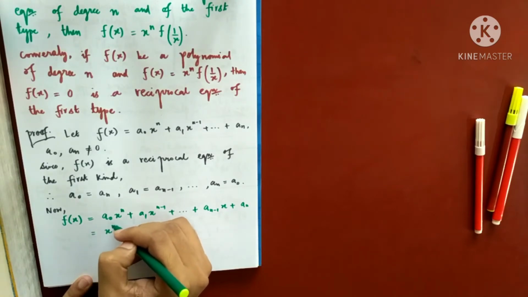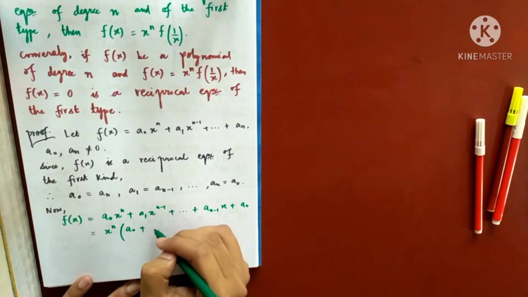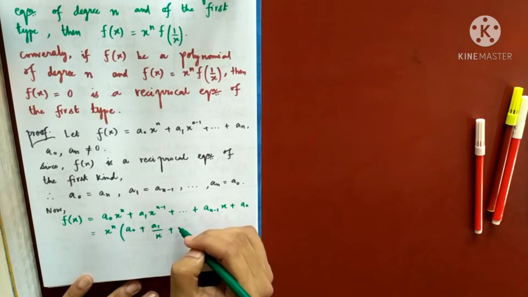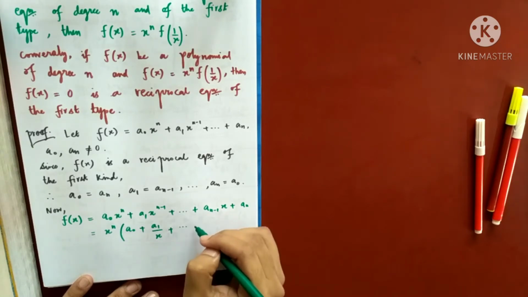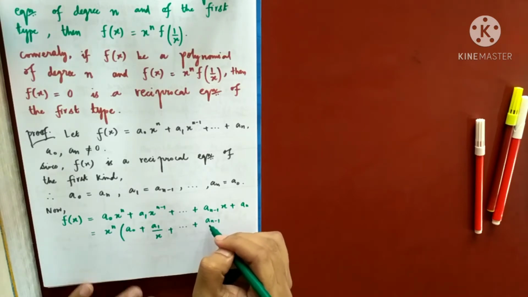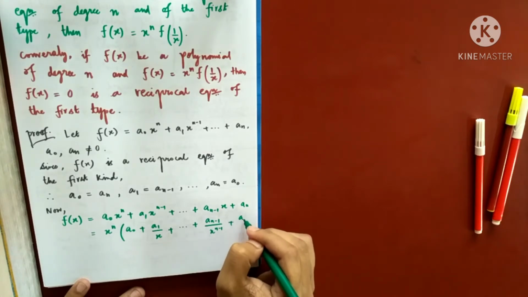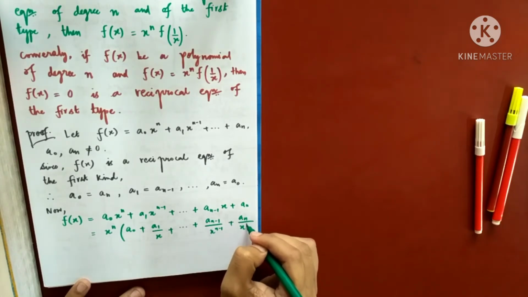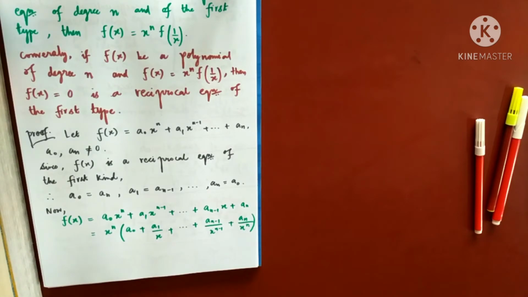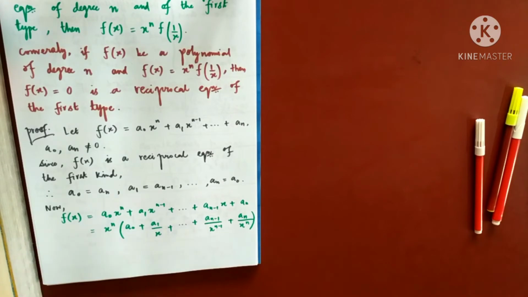Take x^n common. So here I will remain with a0. Here I will remain with a1/x. Here I will remain with a2/x^2, and so on. Then a(n-1)/x^(n-1) plus an/x^n. What I am doing is taking out x^n common. So as you can see, what are the things that will be remaining? That's very simple to see.